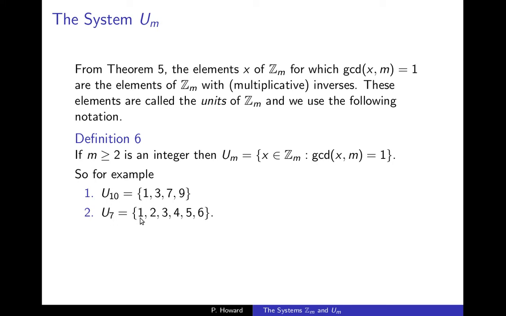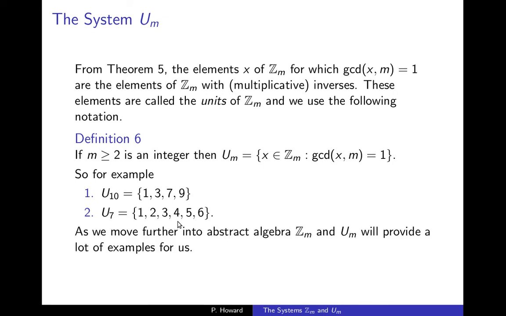U sub 7: every number between 1 and 6 taken with 7 and getting the greatest common divisor gives you an answer of 1. So as we move into more abstract algebra, Z sub m and U sub m are going to provide a lot of examples for us.